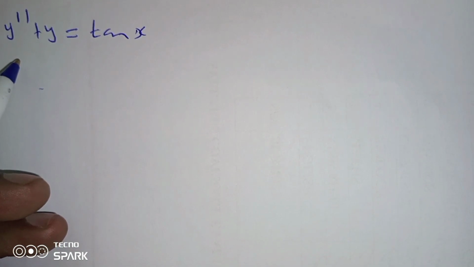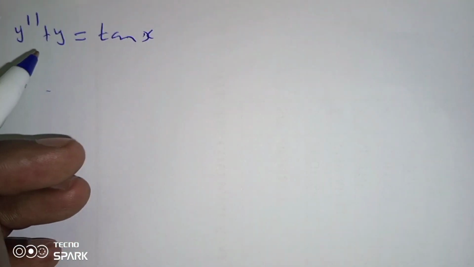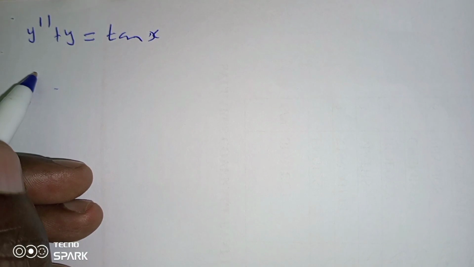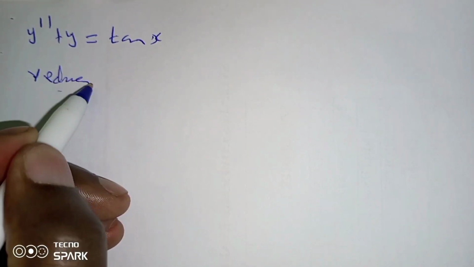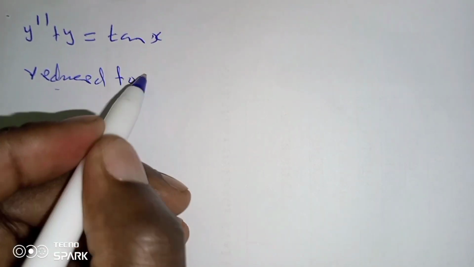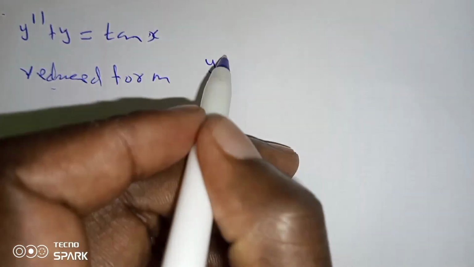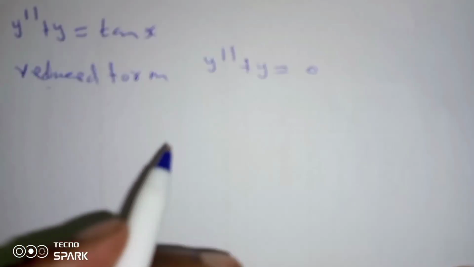Welcome to the study of ODE, where you are going to solve this ODE by the method of variation of parameters. To solve this by the method of variation of parameters, we are going to write the reduced form as follows. The reduced form will be y double prime plus y equals 0.